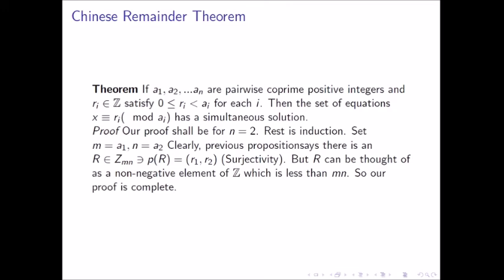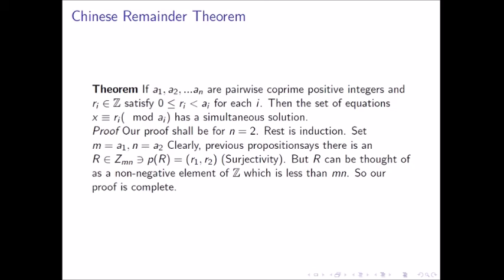So what's R1? R1 is the thing given in the theorem, and R2 is also given to us, and M is equal to A1 over here and N is equal to A2. So Zmn is basically Z A1 A2, and our image set is Z A1 cross Z A2. But this R, instead of thinking of it as an element of Zmn, can be thought of as an element of capital Z, or integers. Just an integer less than m, which is also an element of Zmn, which leaves the remainder R when divided by mn.